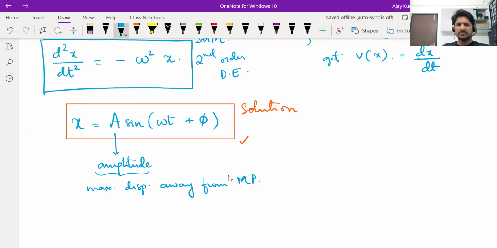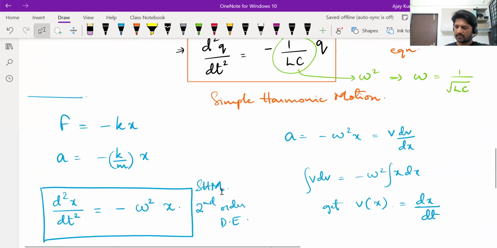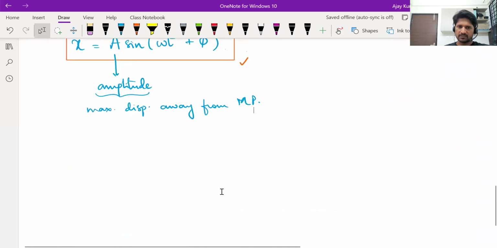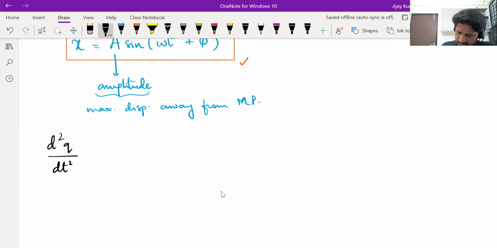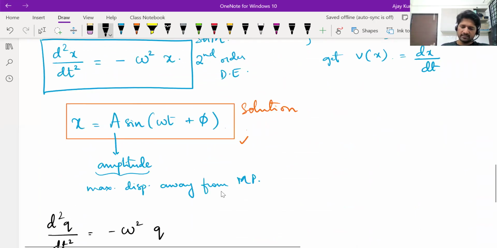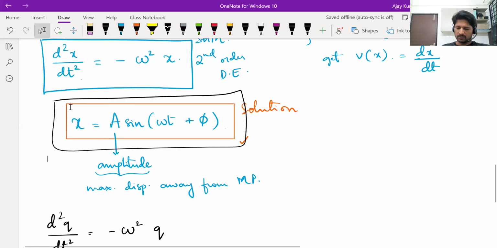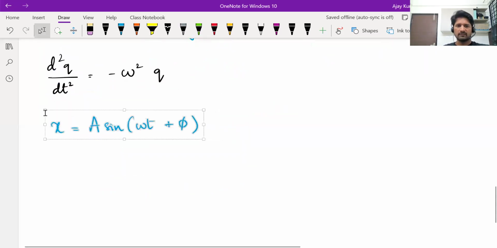Because x itself means displacement, a is the maximum value of x. So that's the maximum displacement away from the mean position. Now look at the differential equation that we have here. For charge on the capacitor, we have d square q by dt square, the second derivative of charge, is minus omega square into q. For d square x by dt square is minus omega square into x. If this is the solution, then d square q by dt square equals minus omega square into q should have a solution like this.